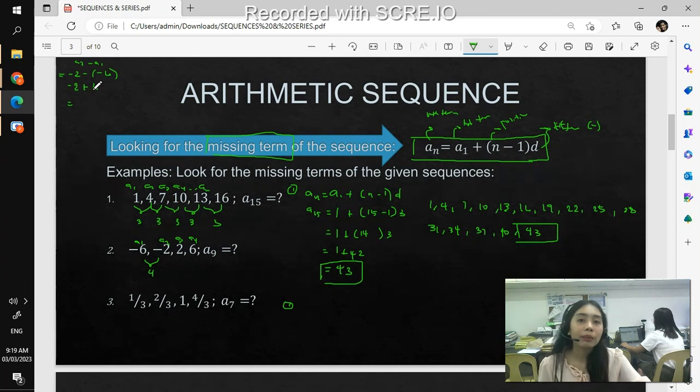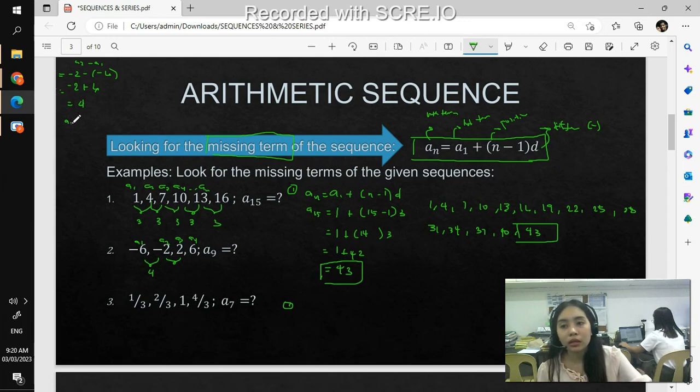So the sign that we will be copying is the sign of the bigger number, which is 6. Now, 6 is positive, therefore the answer is positive also. Now, negative 2 plus 6, that gives us positive 4. The same here with 2 minus negative 2.